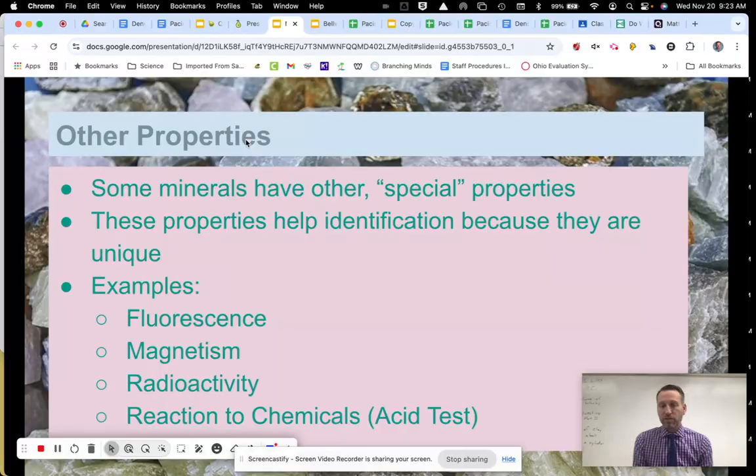You have one mineral in there that does this. Can't tell you yet. We'll tell you when we do our identification lab. We don't do this activity to see because of the following.